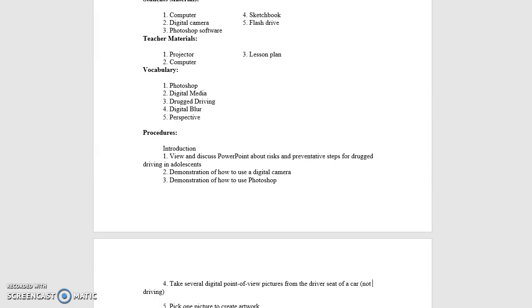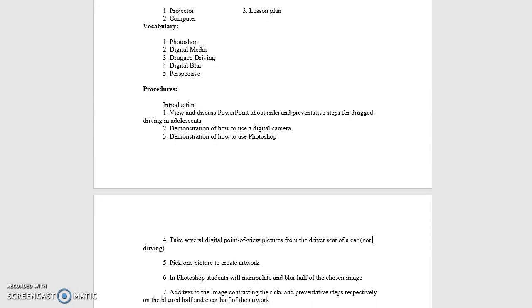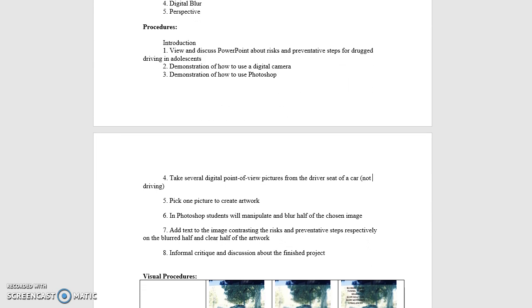The teacher's materials: they will need a projector to show the lesson plan and present it, a computer so they can follow along with the students or help the students with any problems they may run into, and of course the lesson plan. And the vocabulary that the students will be learning is Photoshop, digital media, drug driving, digital blur, and perspective.